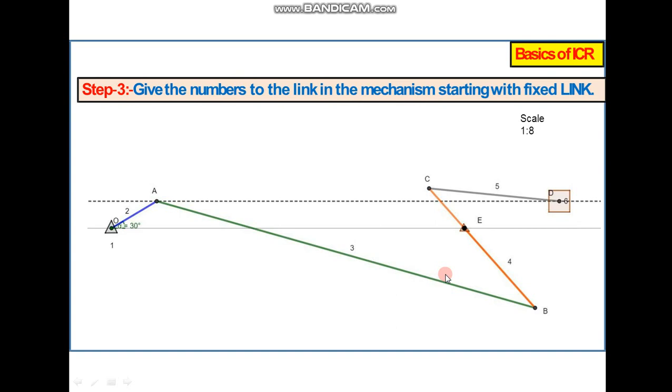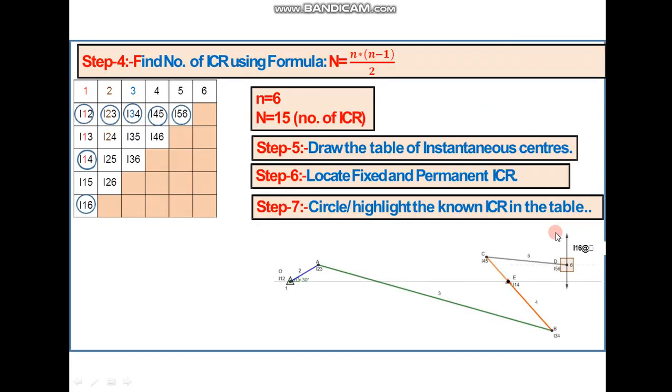Next step, after drawing the diagram, is to give numbering to the links. I started with the fixed link having number 1, other links 2, 3, 4, 5 and slider 6. So I completed the next step, giving numbers to all the links. There are 6 links here. Next, after finding the number of links, the next step is to find how many ICRs there are, and that is found by the formula capital N is equal to n into n minus 1 upon 2. As the number of links is 6, our answer, that is the number of ICRs, is 15.